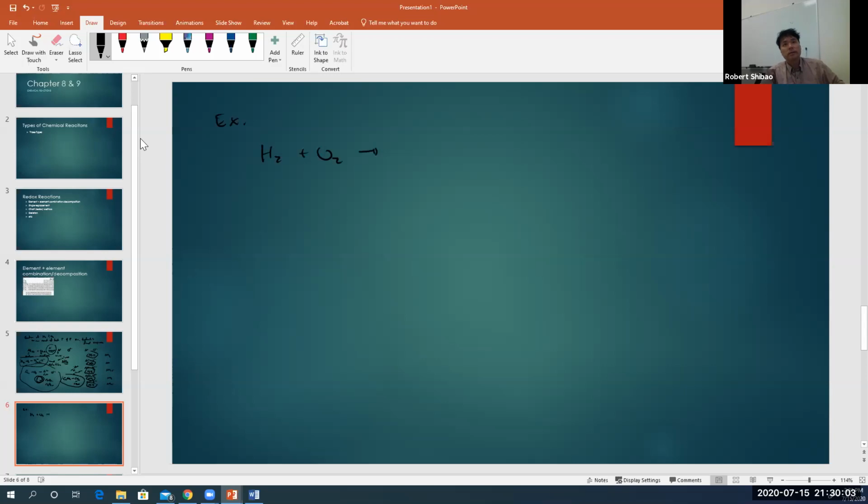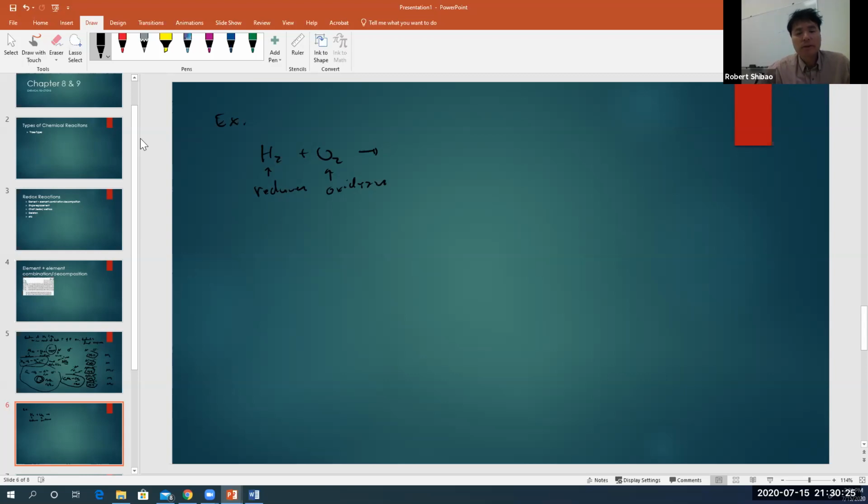So the element that's further to the right will be the oxidizer. So this is going to be the oxidizer, oxygen, and this is going to be the reducer, hydrogen. Reducers are also called fuels. On the space shuttle, this would be the fuel, and the oxygen would be the oxidizer.